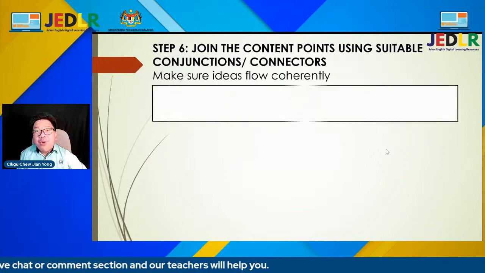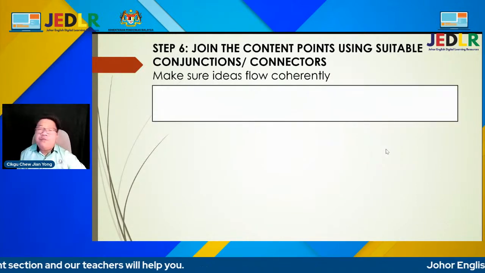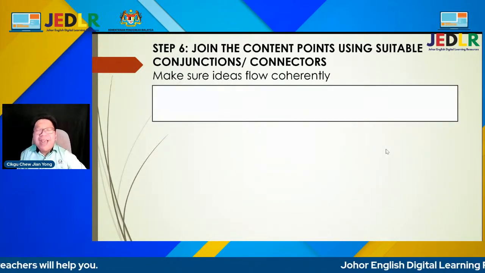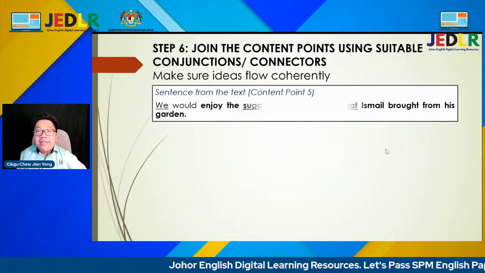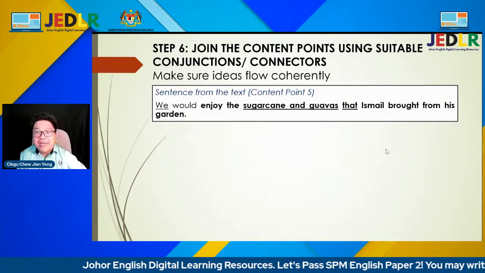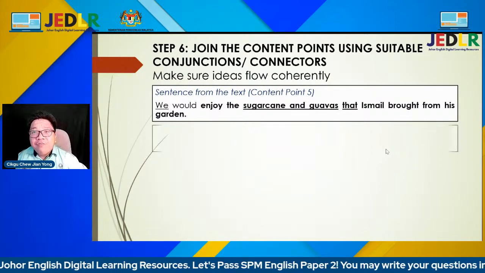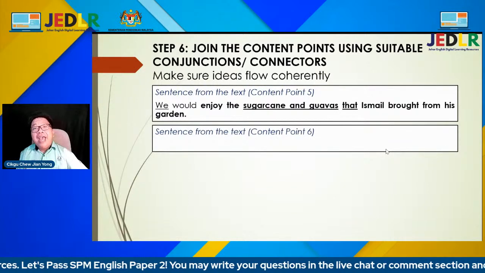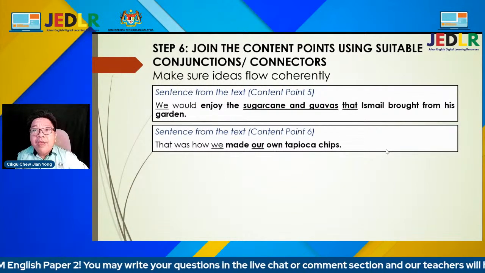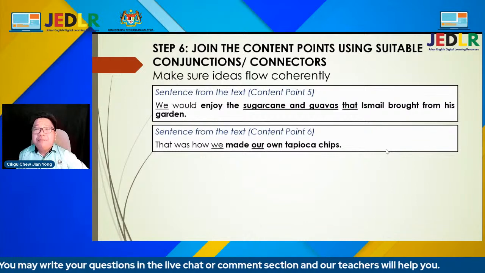Okay, I'm going to show you how to use connectors. Let's say if you don't feel like you say you have used too many N's, you are sick of N's already. So you can join like this. Another example using connector. Let's look at content point 5. We would enjoy the sugarcane and guavas that Ismail brought from his garden, and also content point 6. That was how we made our own tapioca chips.